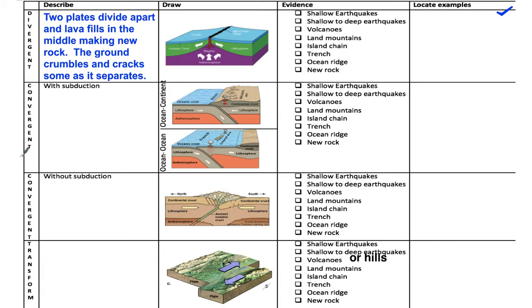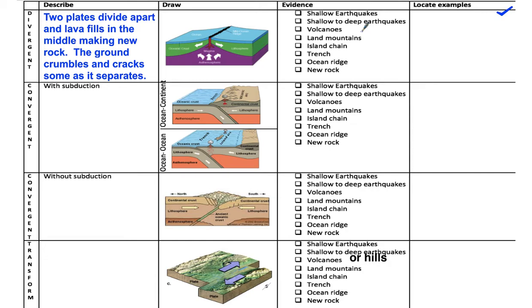As you can see, we've got 4 parts of the chart to fill in. We have 4 different types of plate boundaries, and for each of them we are going to describe. I have already given you a picture, but you can color it in if you'd like. So, what it looks like.